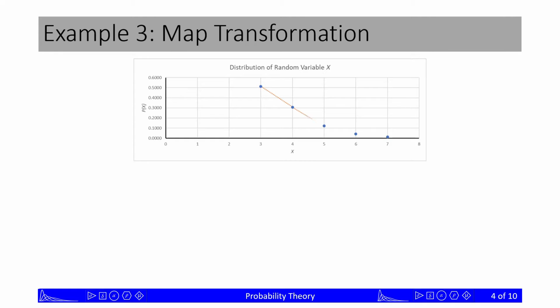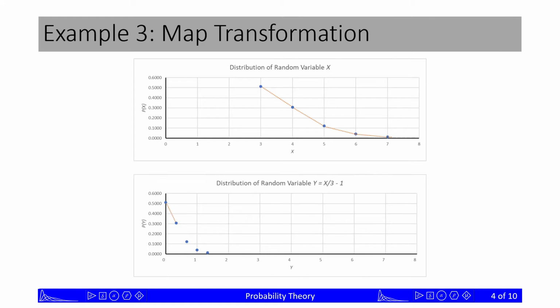The top Excel graph contains the original distribution of random variable x from 3 to 7. Recall that the space of x extends to infinity, but this shows 5 points and gives an adequate idea of what's occurring. The bottom Excel graph contains the transformed distribution of random variable y. We see the mapping of x equals 3 to y equals 0, x equals 4 to y equals 1/3, x equals 5 to y equals 2/3, x equals 6 to y equals 1, and so forth.